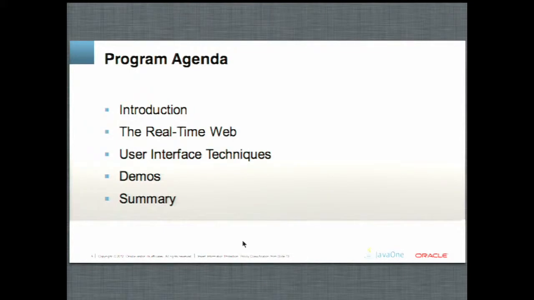So I'm going to start off by doing a short introduction, mainly talk about just a little bit of history that most of you are probably aware of, where the web has been, where it is now, and how we got to where it is now. I'll talk about the real-time web a little bit, some of the techniques that have been used historically, and some of the techniques that are being used now, especially with HTML5. Then I'll get into a little bit more of the JSF aspects and how you can use some of the HTML5 communication techniques with JSF. We'll do a couple of demos along the way.